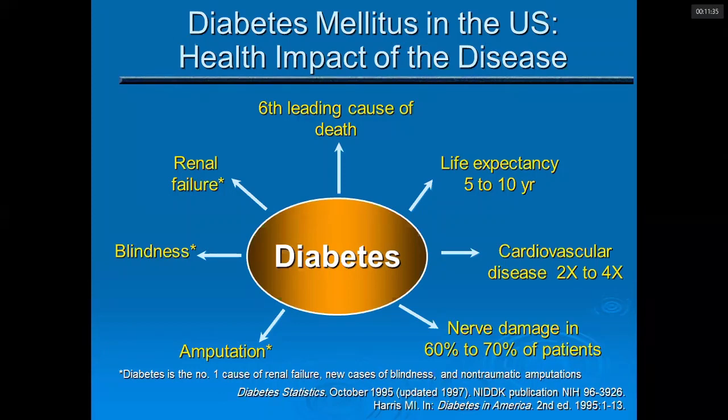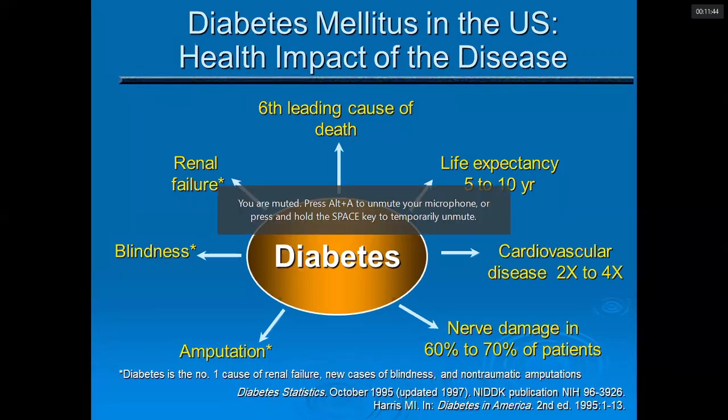Nerve damage: more than 60-70% of patients suffer from peripheral neuropathy or autonomic neuropathy. And the commonest cause of peripheral neuropathy is diabetes mellitus.